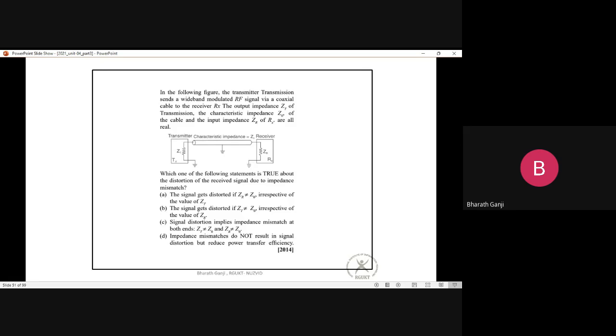Signal distortion implies impedance mismatch at both ends. Or the other one is: impedance mismatches do not result in signal distortion, but they only reduce the power transfer efficiency. So these are the options you have.